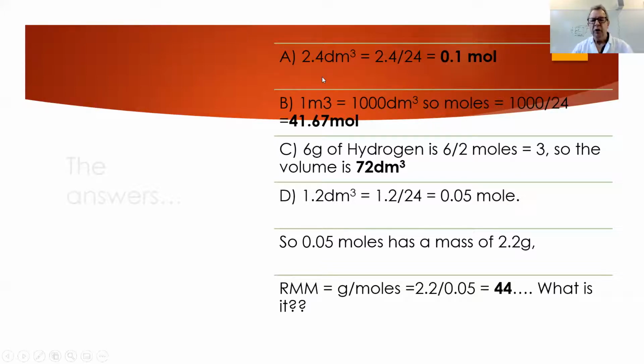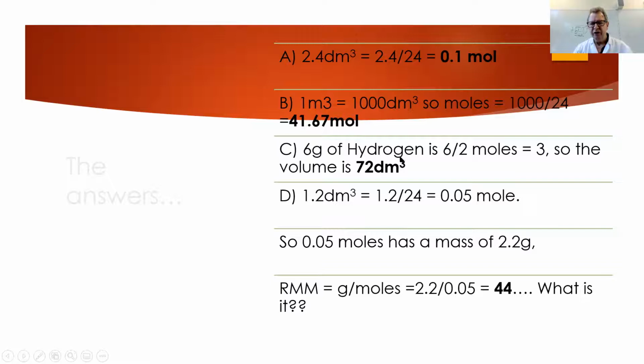So in the first one, we were asked what 2.4 cubic decimeters was, and that's 2.4 over 24. That's 0.1. Give yourself 2 marks. A cubic meter, we said, was 1,000 cubic decimeters, so we have 1,000 cubic decimeters over 24, or a million over 24,000, and it comes out the same, which is 41 2/3, 41.67 moles.